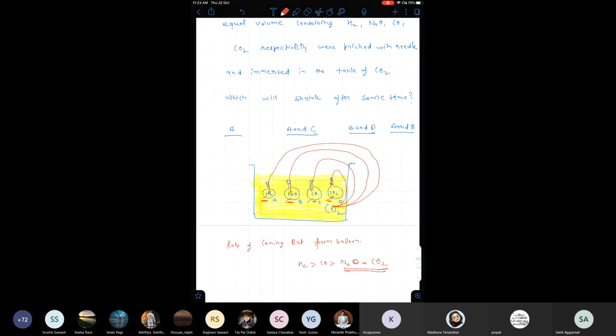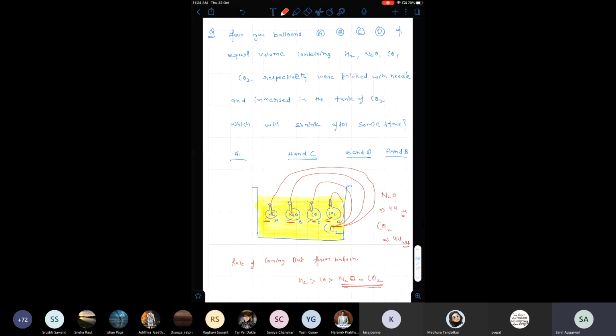Now the mass of N2O is same as that of CO2. So what will happen? They will move with the equal rate, so it won't shrink. Slightly a conceptual question, but based on the previous problem only. Understood?